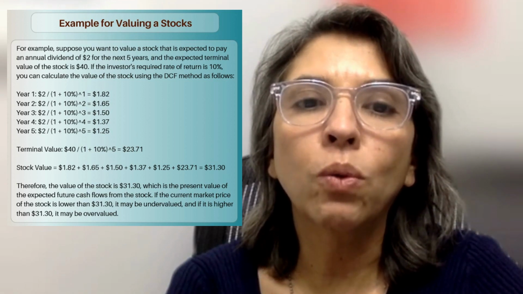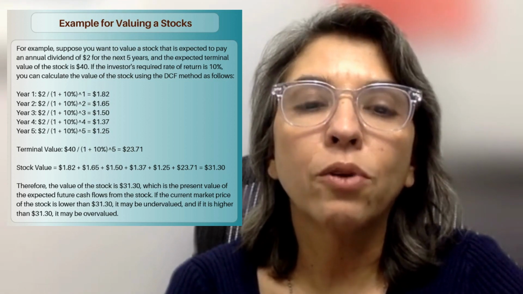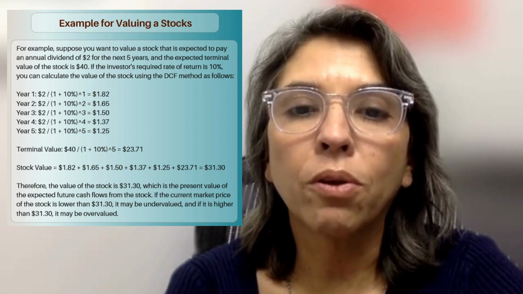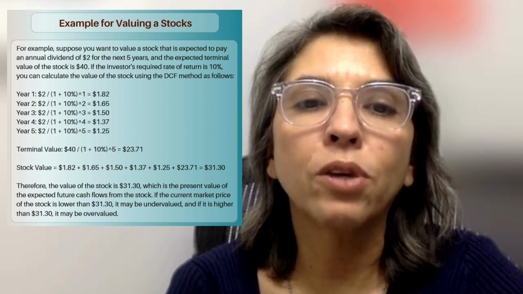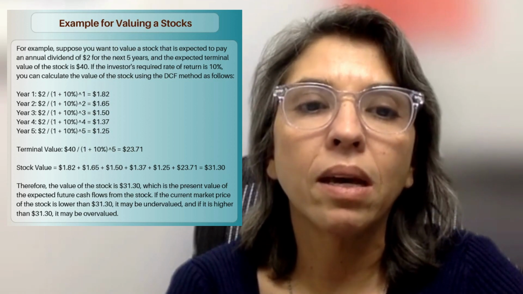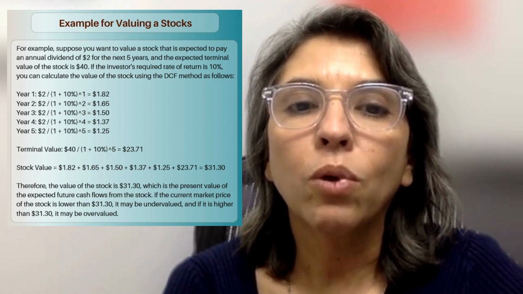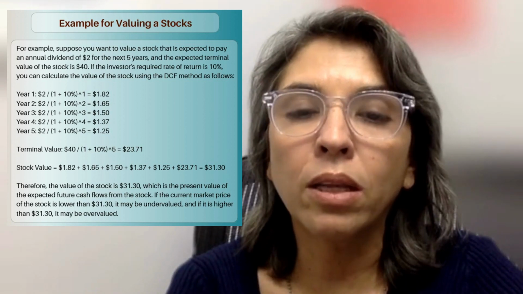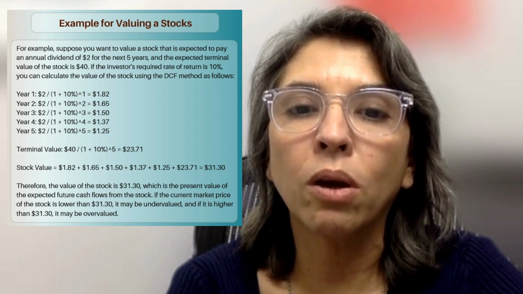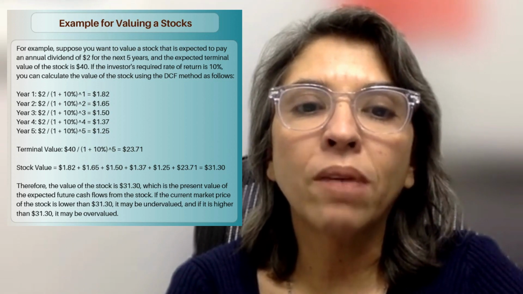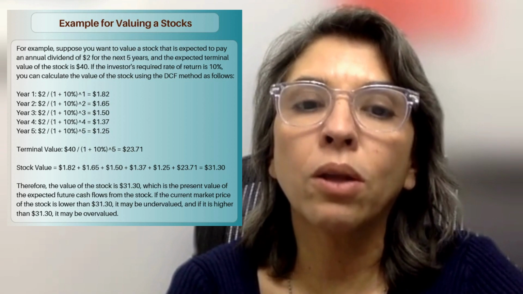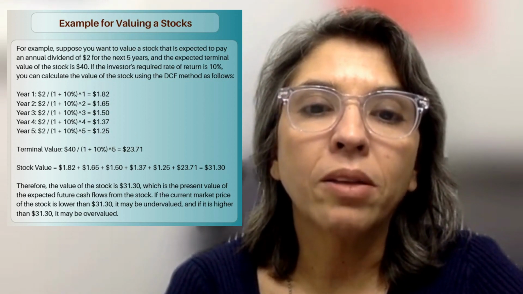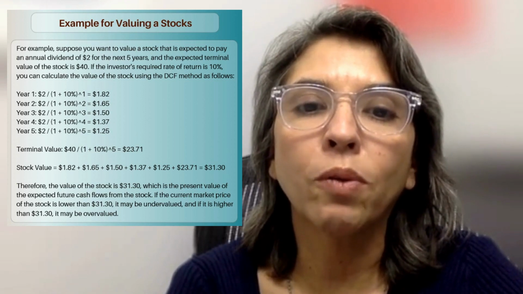$1.82. For year 2, $1.65. For year 3, $1.50. For year 4, $1.37. And for year 5, $1.25. The terminal value would be $23.71. And the stock value at the end of the 5 years would be $31.30. Therefore, the value of the stock is $31.30, which is the present value of the expected future cash flows from the stock.